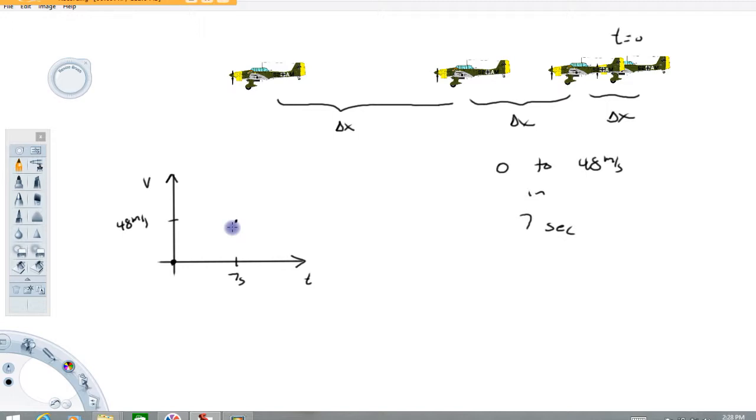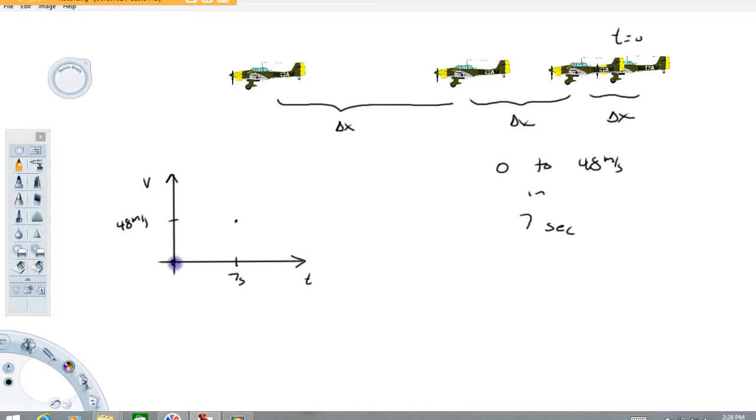Just keep in mind that you've now set a scale. If this is 48 meter per second, then 100 meter per second would be maybe about here, and 24 would be about here, and so forth. And again, I've set a scale here too. If I put my 7 seconds here, 3.5 would be about here, and 14 maybe about here, and so forth. Right?